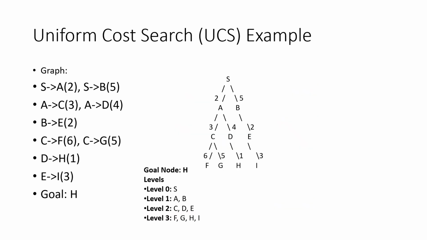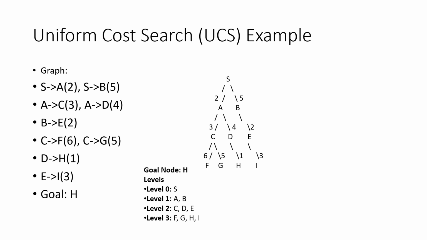So the next example for the uniform cost search method is this graph. We start with S as the starting node, and it branches to A and B, and then C, D, E, and then F, G, H, I. The path cost S to A is 2, and S to B is 5. A to C costs 3, and A to D costs 4. B is connected with only one node, E, with cost 2. C to F is 6, and C to G is 5. D is connected to H with path cost 1, and E is connected to I with path cost 3.